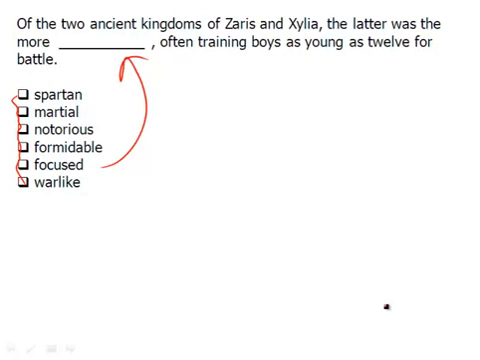So let's take a look, and I'm going to show you how synonyms, or at least very similar words, work in a sentence. So let's read it. The two ancient kingdoms, Z and X, don't need to read them out. The latter was the more blank, often training boys as young as 12 for battle. Okay, well, what was it?